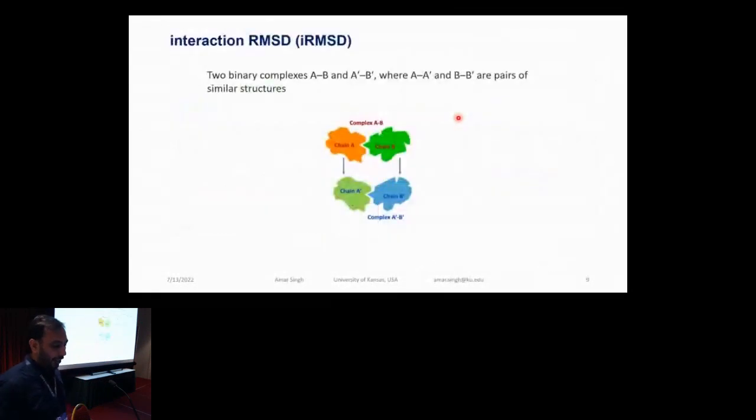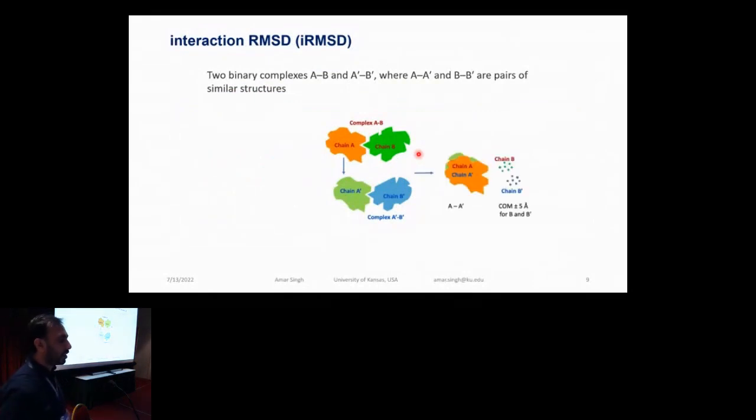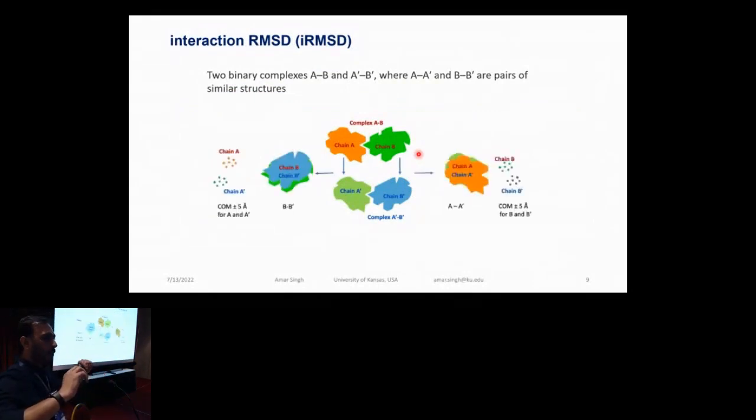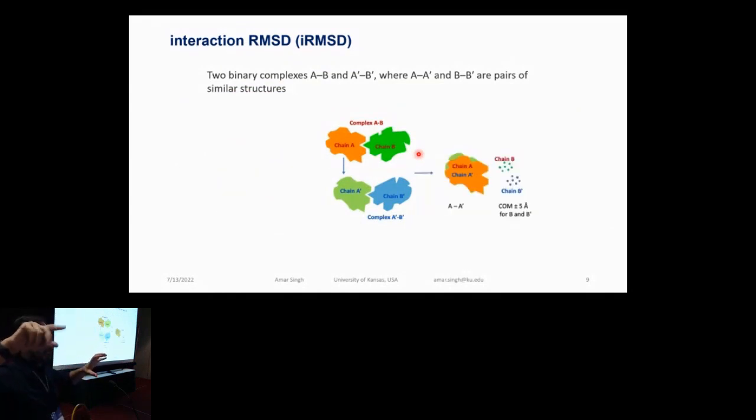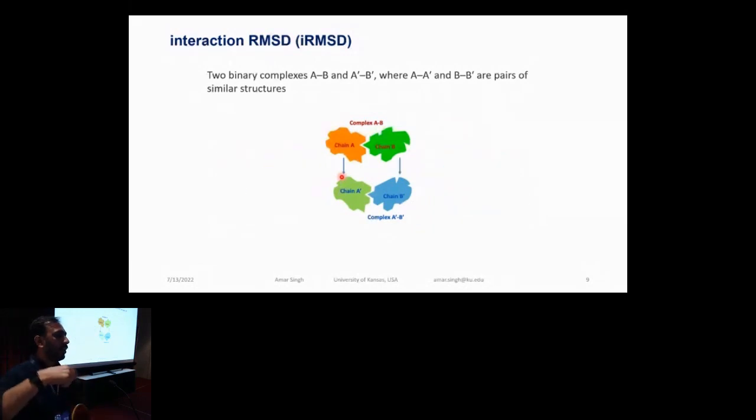Interaction RMSD is a purely geometrical characteristic. We have two pairs of complexes. First, we align these two chains and then measure the RMSD between the center of mass plus or minus 5 angstrom of the other chain. Then we align the other two chains and calculate the RMSD between the center of mass plus or minus 5 angstrom. This is how we can geometrically measure whether they interact in the same mode or not.